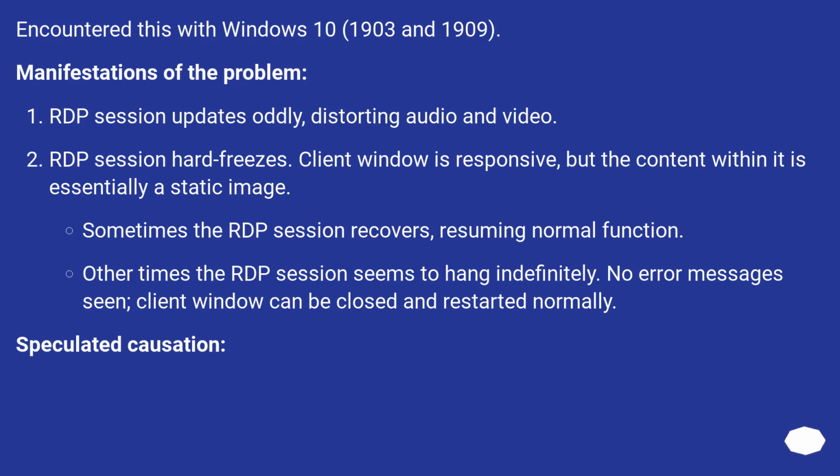Encountered this with Windows 10 1903 and 1909. Manifestations of the problem: RDP session updates oddly, distorting audio and video. RDP session hard freezes. The client window is responsive, but the content within it is essentially a static image. Sometimes the RDP session recovers, resuming normal function. Other times the RDP session seems to hang indefinitely. No error message is seen. The client window can be closed and restarted normally.